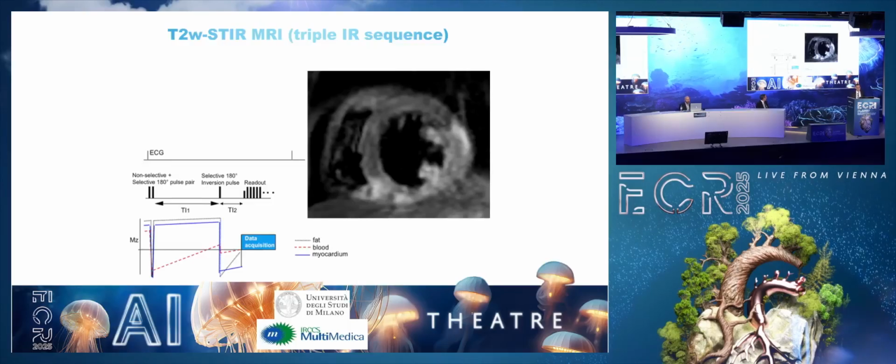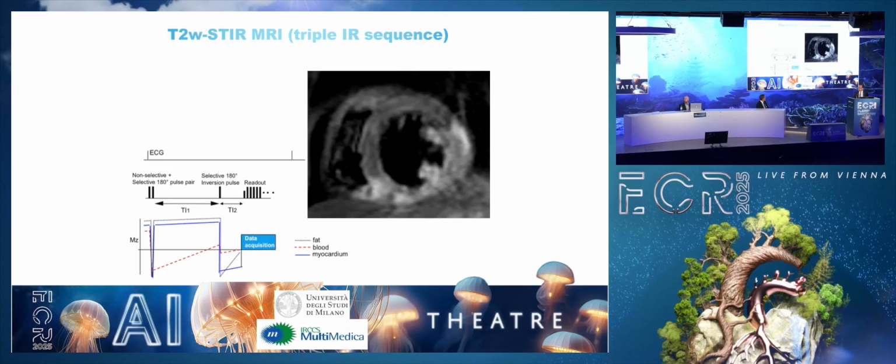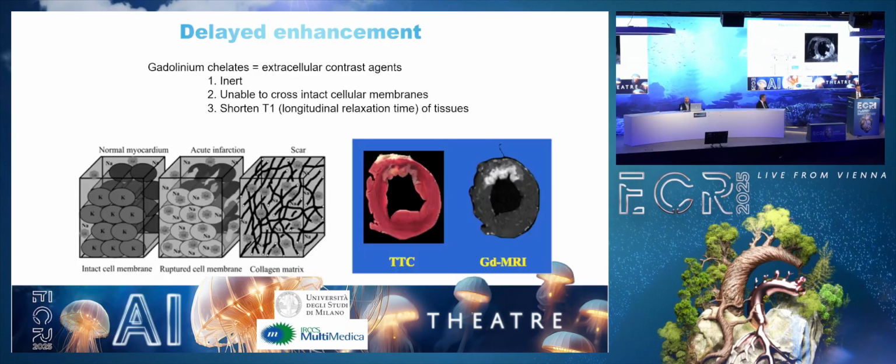And this is an example of STIR images. With this image, we would like to see the extension of the edema. Here you can see the bright part of the myocardium is the edema, and the edema is a condition of the acute phase of the infarct. And with these sequences, we can measure the extension of the edema.